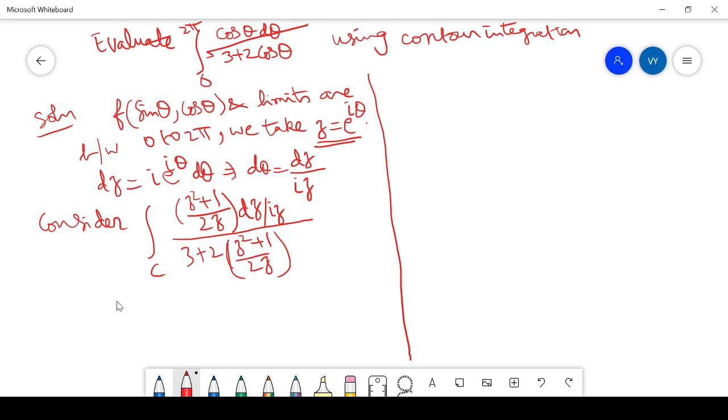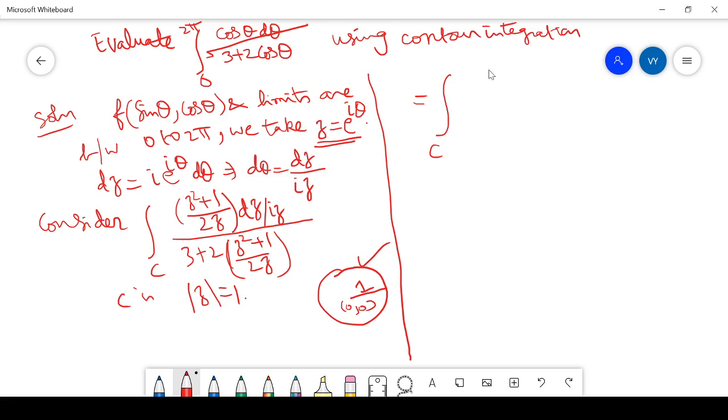But of course, what is c? C is the circle mod z equal to 1, with center at 0, 0 and radius 1 unit. This contour will be common, but you have to check the limits are between 0 to 2 pi, and here you should have a function of cos theta or sin theta or a combination of cos theta and sin theta.